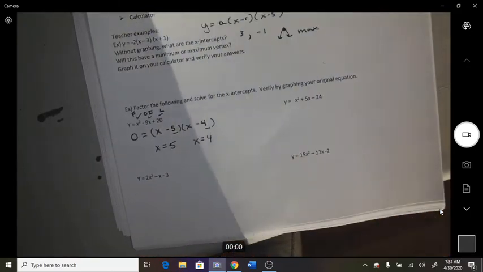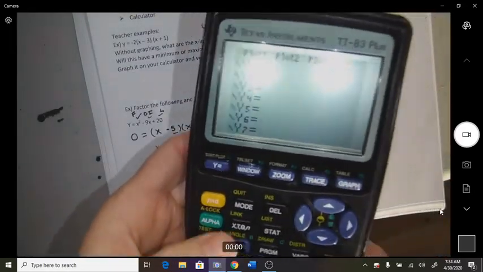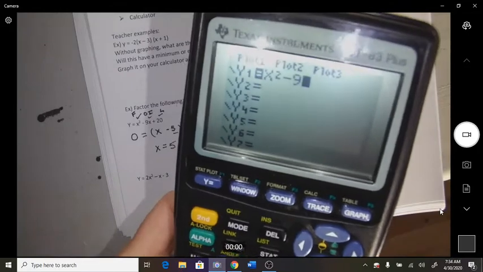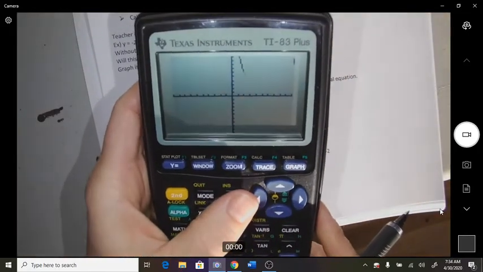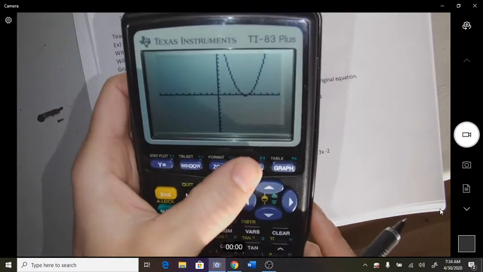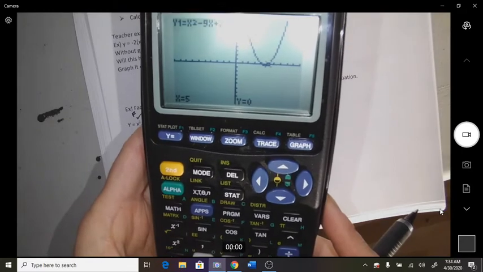Okay, so we will just quickly graph it, just to show you. So it should cross at 5 and 4. So trace, there's my 4, there's my 5.